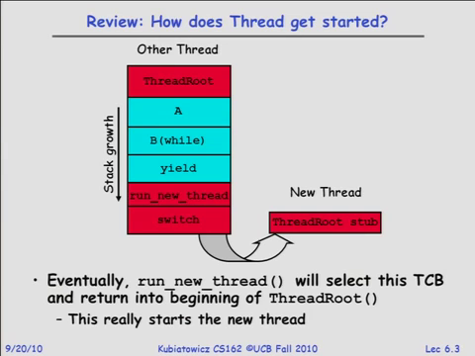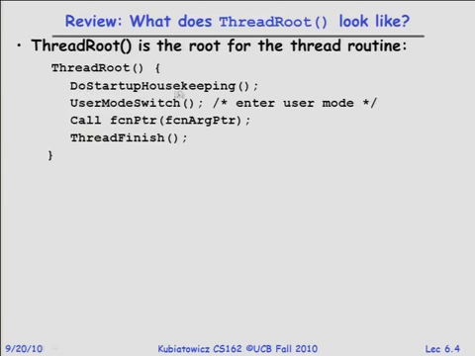Okay. So what does the thread root procedure look like? Well, remember, the thread root stub is really set up to be here. So if you think about what the thread root stub looks like, we've really set up a return address such that this thread root procedure will start running. This is the procedure. And notice that we basically do some housekeeping at the beginning, which is some statistics.